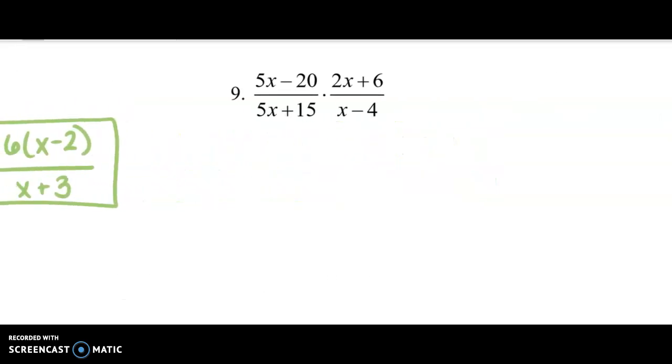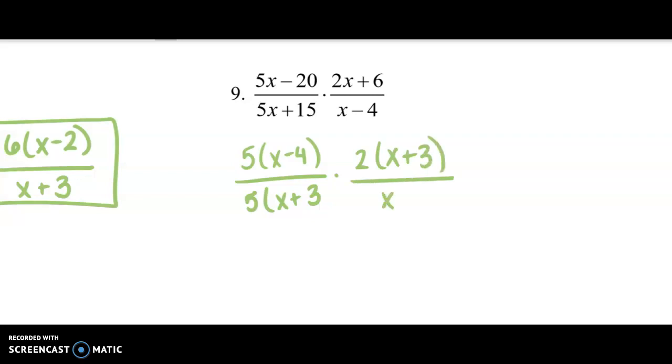All right, number 9. I can factor out a 5 up top, and I'd be left with x minus 4. I can factor out a 5 in the bottom, and I'm left with x plus 3. I can take a 2 out up top, and it's x plus 3, and then the bottom just stays x minus 4. x minus 4 can cancel out with x minus 4. x plus 3 can cancel out with x plus 3. 5 cancels out with 5, and all I actually end up left with is 2. 2 would be my answer. Okay?